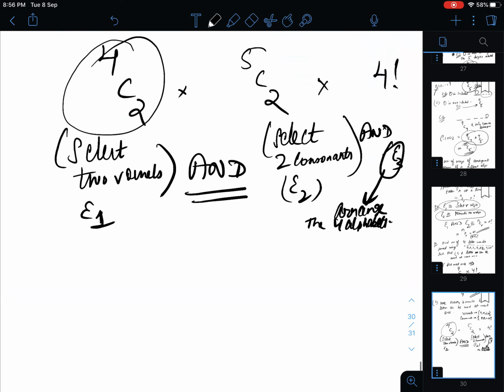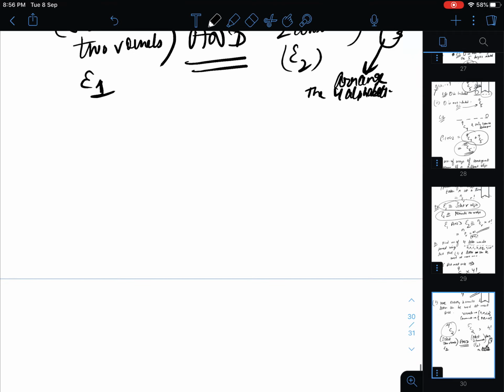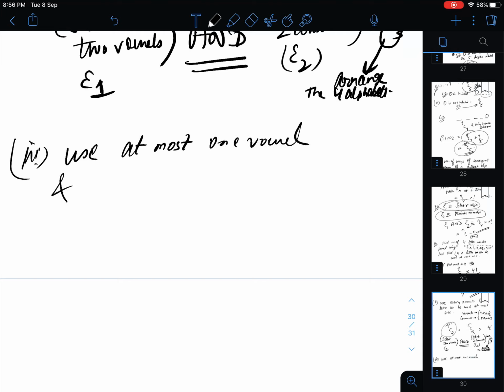Okay, so 4C2 into 5C2 into 4 factorial. All right. Third part, use at most 1 vowel and a letter and all letters different, which is same as saying that a letter can be used at most once.